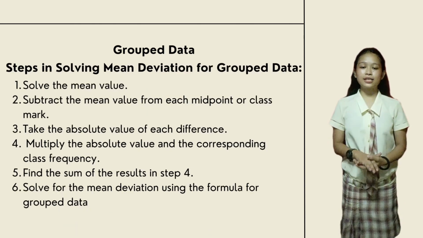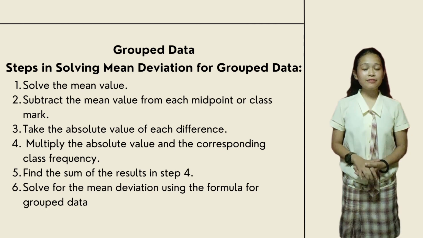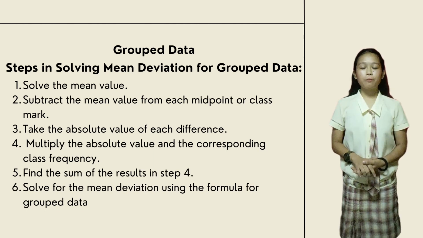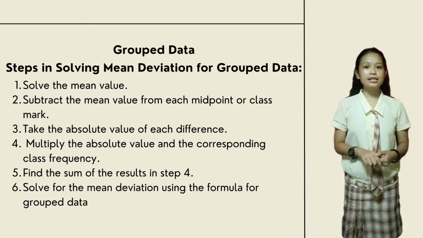So here are the steps in solving the mean deviation for grouped data. First, we have to solve the mean value. Next, subtract the mean value from each midpoint or class mark. Third, take the absolute value of each difference. Fourth, multiply the absolute value and the corresponding class frequency. Fifth, find the sum of the results in step 4.